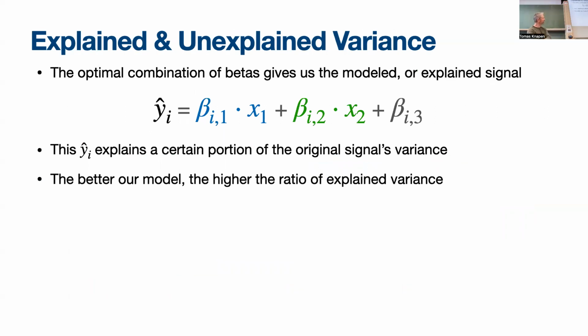Now, this is what that looks like. This is our explained signal, Y hat. It's very important because it allows you to see how, for a given voxel, the response of that voxel aligns with your model. We talk about variance a lot in this case. We want to explain variance in the data maximally, as much variance in the signal as possible. The better our model is, the higher this ratio of explained variance becomes.